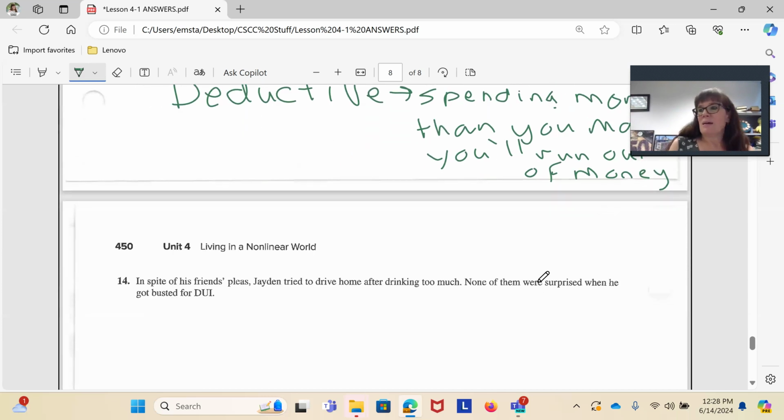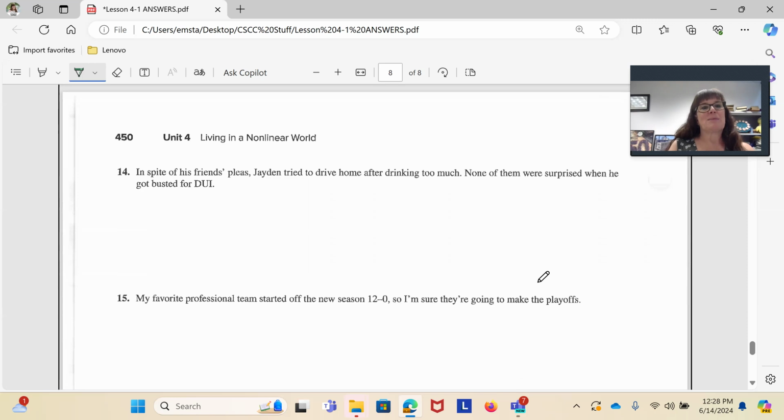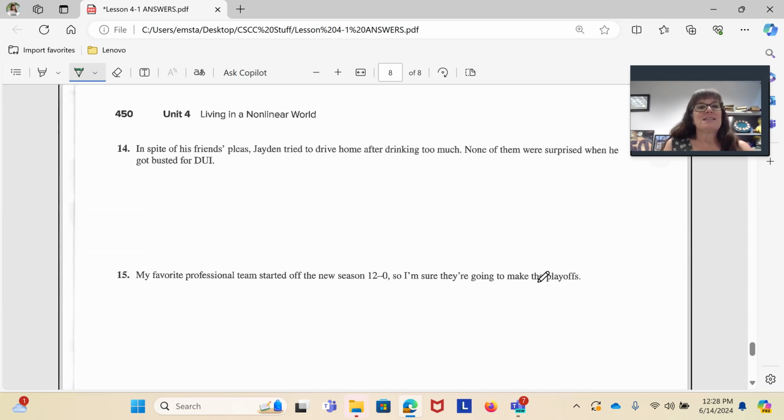All right, top of page 450, the last two problems. Number 14 says, in spite of his friends' pleas, Jaden tried to drive home after drinking too much. None of them were surprised when he got busted for a DUI. Was their reasoning inductive or deductive? This one's deductive.